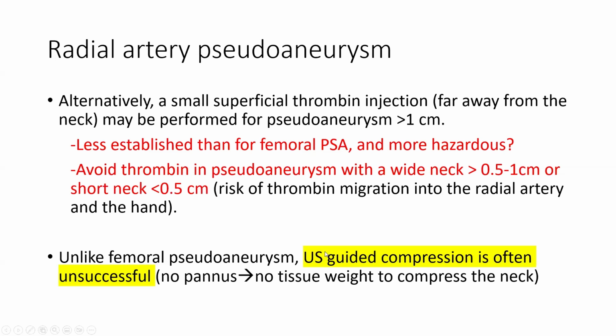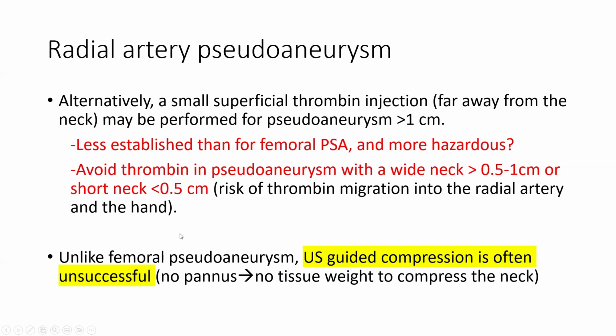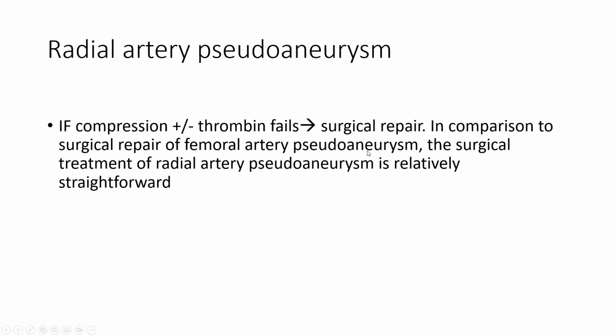You can consider ultrasound guided compression, but also, unlike femoral pseudoaneurysm, it's often unsuccessful, probably because you have no pannus in that area, so no tissue weight to compress the neck. So really what works best for radial pseudoaneurysm that is more than 1 centimeter is placing a transradial band for that several hours period. And if that fails, it's surgery.